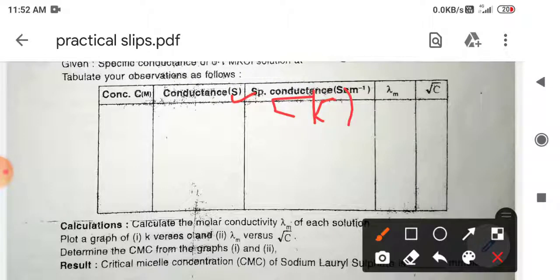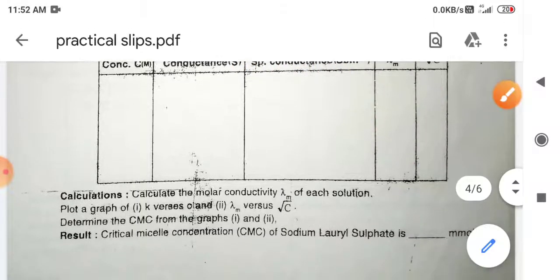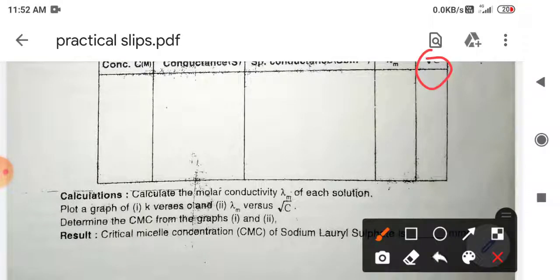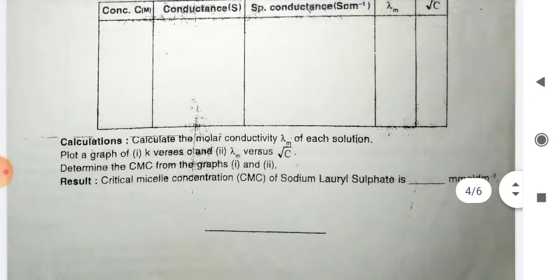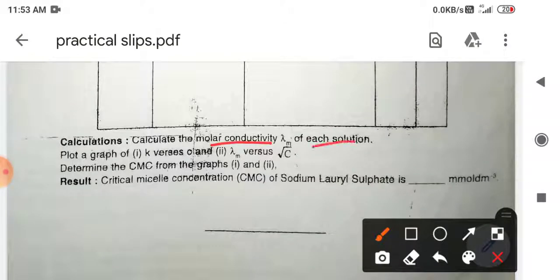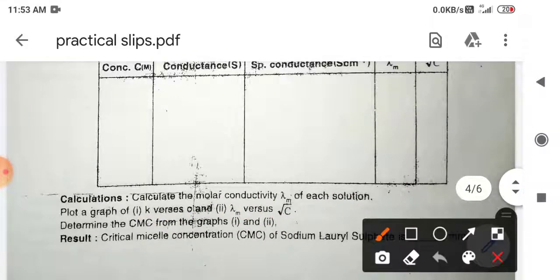The specific conductance is denoted by kappa, K. Then next is to determine the molar conductance, that is lambda m. How will you find out that molar conductance? Molar conductance is nothing but 1000 K upon C. Okay, this is the formula for molar conductance, and the last observation is the square root of C, that is the square root of concentration. So calculate the molar conductance lambda m of each solution, then plot the graph of K, that is specific conductance, versus concentration, and molar conductance versus square root of concentration. By using the two graphs we will get the critical micellar concentration.